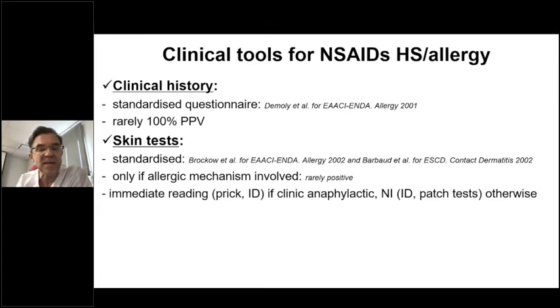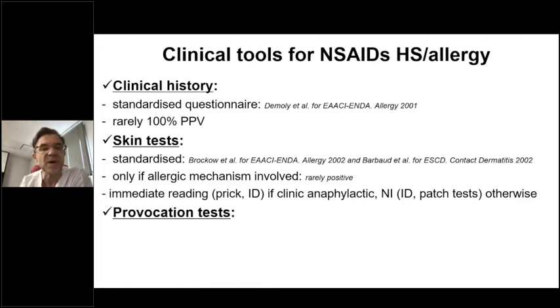And in the case of non-steroidal anti-inflammatory drugs, they are rarely positive because most of the cases are non-allergic hypersensitivities. We need to read it immediately using prick test and intradermal test if the clinic is anaphylactic, or to read it non-immediately, have a delayed reading with delayed reading intradermal test or patch test otherwise. In many cases, drug provocation tests are needed.